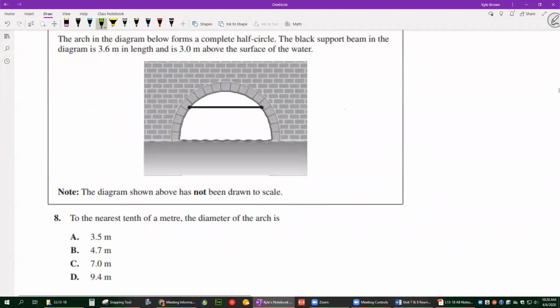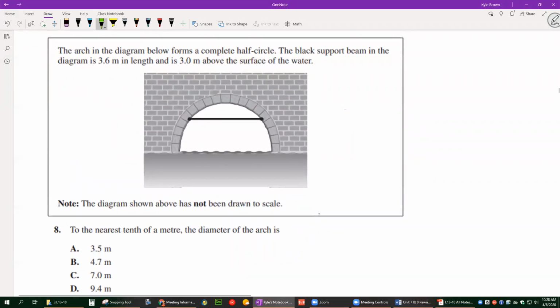All right, last one. You know what I'm gonna do, guys? I'm gonna pause this recording for a second. I'm gonna let you guys try this one. So here, I'll read it out.